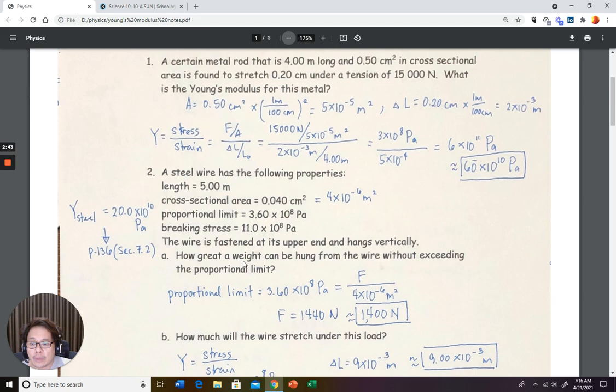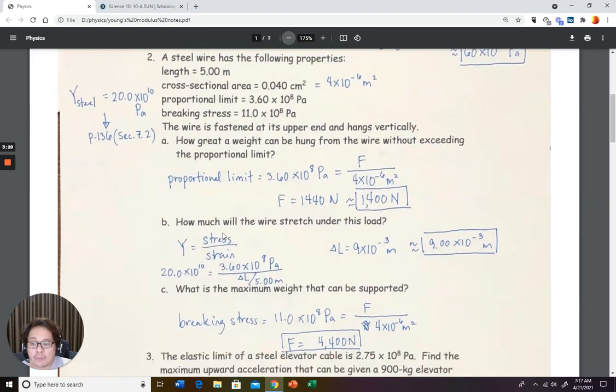Letter A. How great a weight can be hung from the wire without exceeding the proportional limit? So it should not exceed 3.6. We use this value. So the proportional limit is F over A. How do we know that this is F over A? From the unit itself, Pascal. Pascal is Newton per meter square. So F is equal to 1440 newtons, or just 1400 newtons. The area is readily given. There's no need to compute for the area. It's just a matter of conversion.